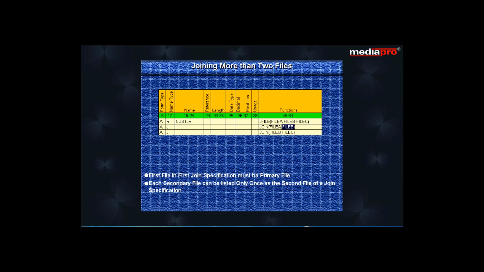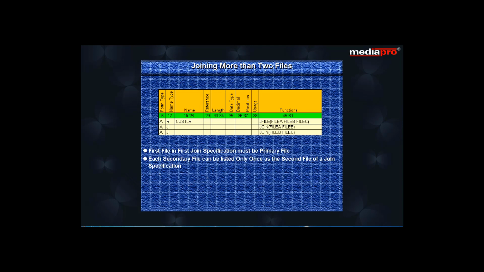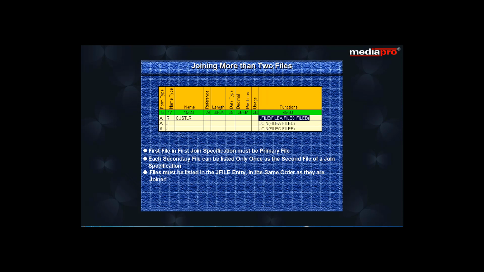Subsequently, a secondary file can be specified as the first file on a join entry. For example, we can say join file B to file C. As you can see, the files have to be joined in the same order as they are listed in the joined files entry. For example, we cannot say join file C with file B. To be able to do this, the joined files entry should have file C listed before file B like this.